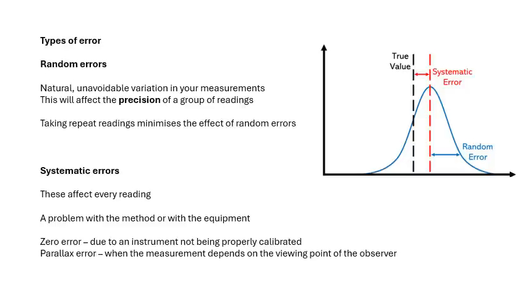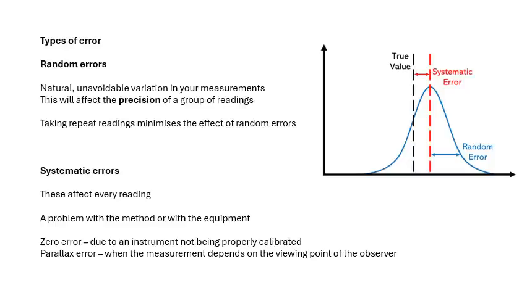This is why we take repeat readings, several readings, because then we average. We are minimizing the effect of random errors. There's one type of random error called a blunder, which is just basically you wrote down the wrong number, or you made a stupid mistake, a blunder.